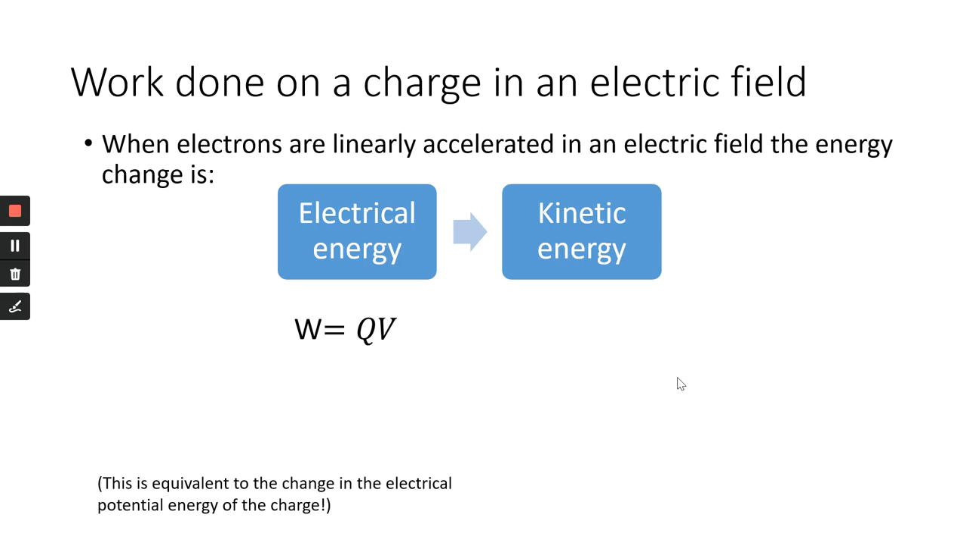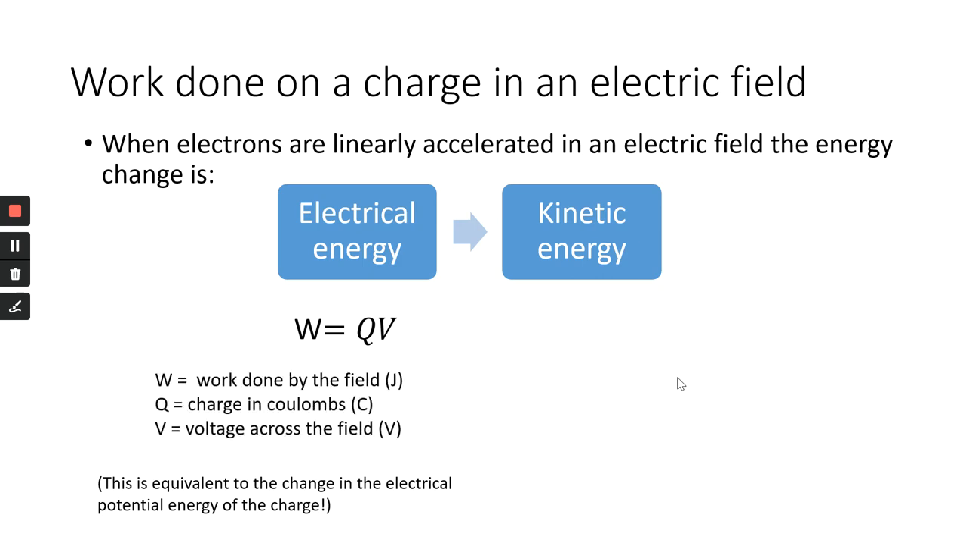So that work is actually equal to the charge on the particle times the voltage through which it's been accelerated. So if we've got two plates and they have 100 volts between the plates, then the voltage through which the charge has been accelerated is 100 volts. And then we can multiply that voltage by the charge to get the energy change on that particle.